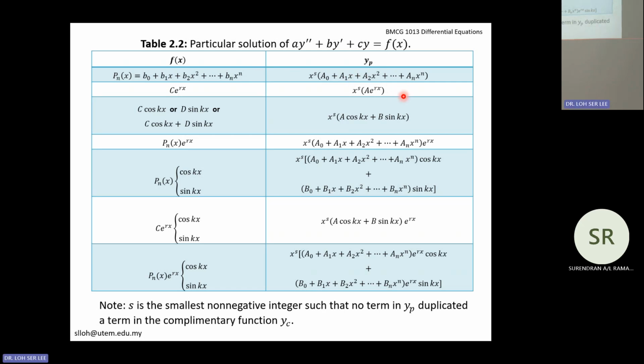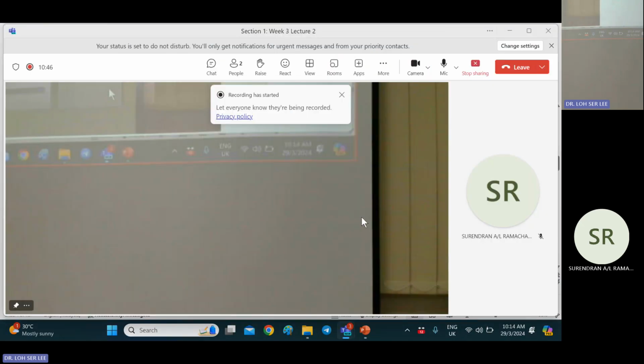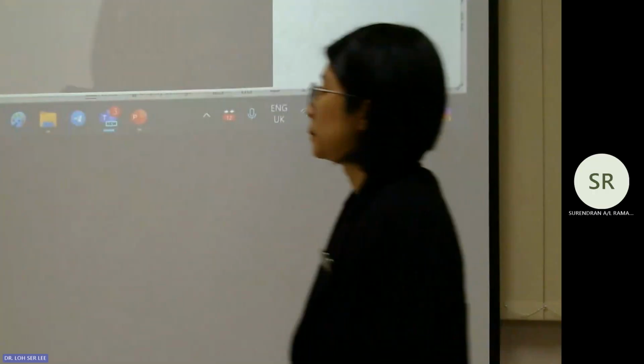I think this one I would prefer to write on the board. I will give you some examples, then you know what is meant by the general form.